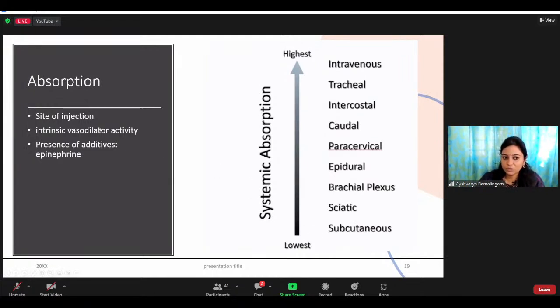And we know that local anesthetics have an intrinsic vasodilator activity. Lignocaine has an intrinsic vasodilator activity, and that's why we use additives like epinephrine, which cause local vasoconstriction and reduce the systemic absorption.